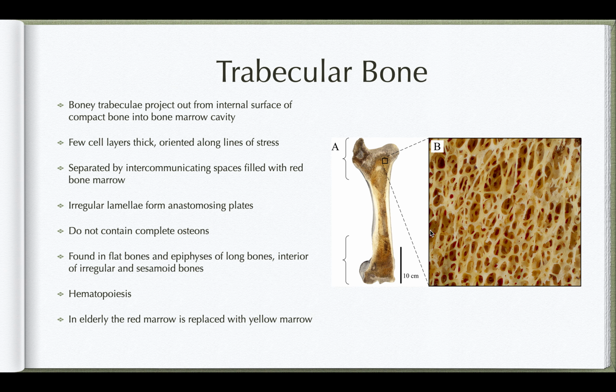Irregular lamellae form from anastomosing plates, and they don't contain complete osteons. Trabecular bone is found in the flat bones and the epiphysis of long bones, and the interior of irregular and sesamoid bones. In the elderly, the red bone marrow is going to be replaced with the fatty yellow marrow.